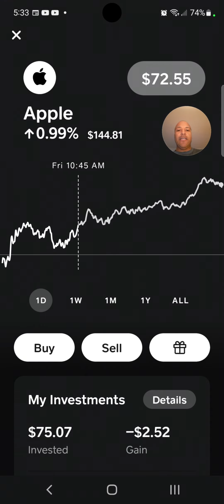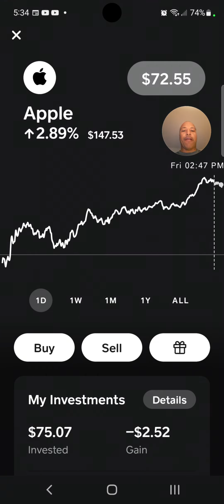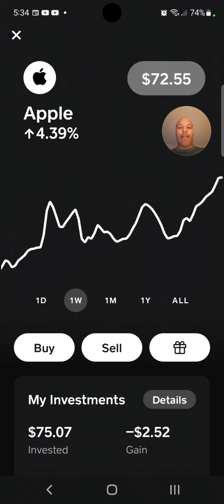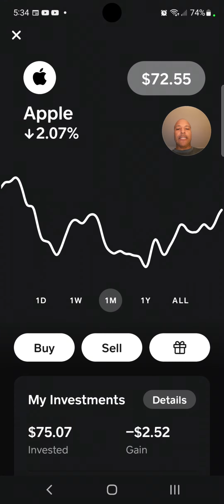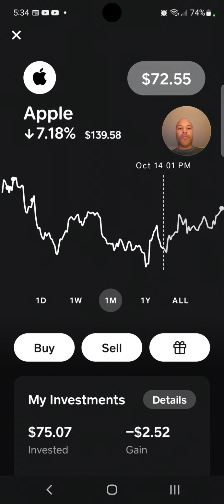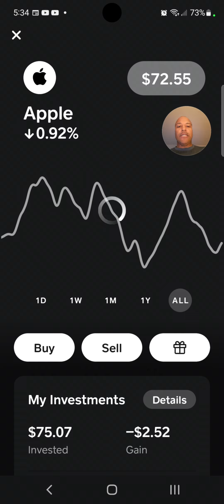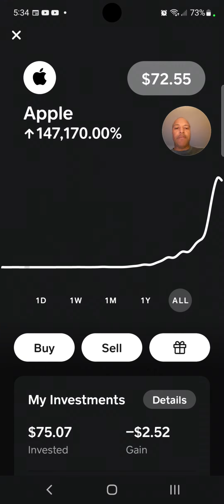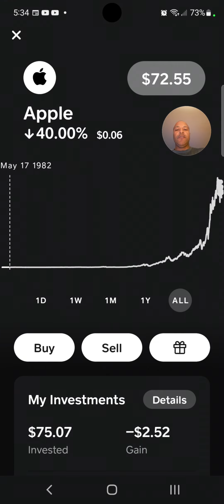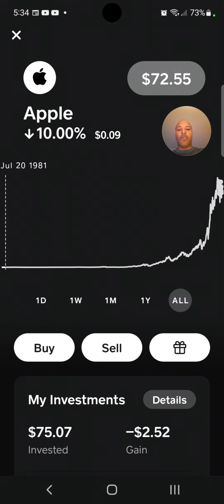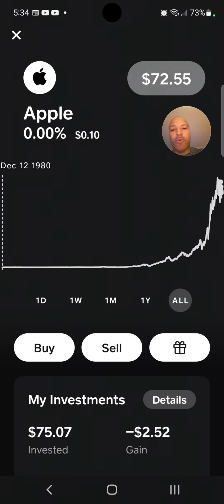As you can see on Friday, it goes through the motions of what Apple stock did the entire day. And you can also go the entire week, the entire month. It'll show you what it did through all the ups and downs of that month, and even the year. And it will also go up to the performance all time, all the way back to when it first started trading on the stock exchange. With Apple, that was December of 1980, before most of you were born.